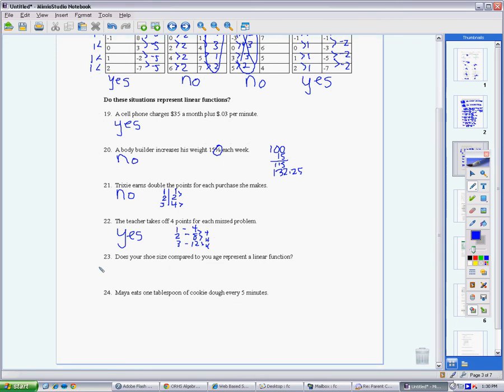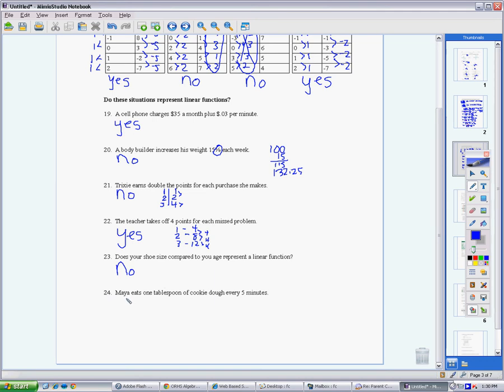23. Does your shoe size compared to your age represent a linear function? No. Your feet grow pretty rapidly, so by the time you're an adult, your shoe size would stay about the same.